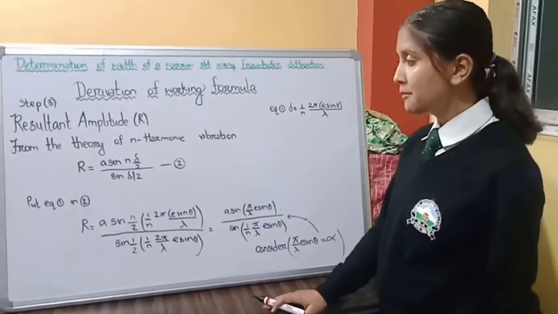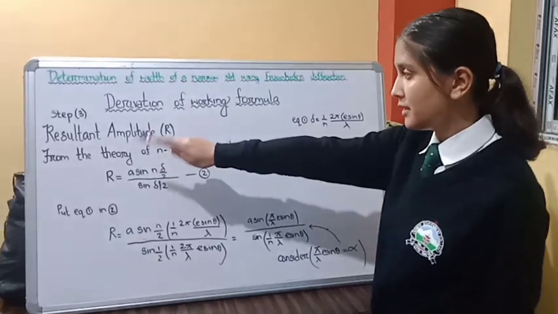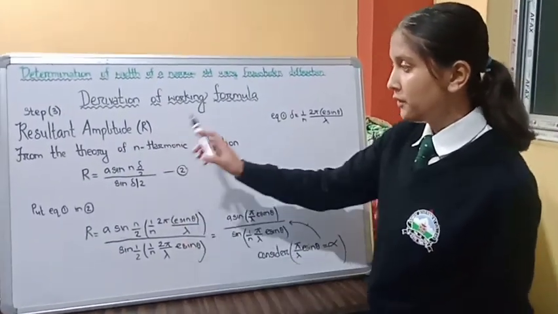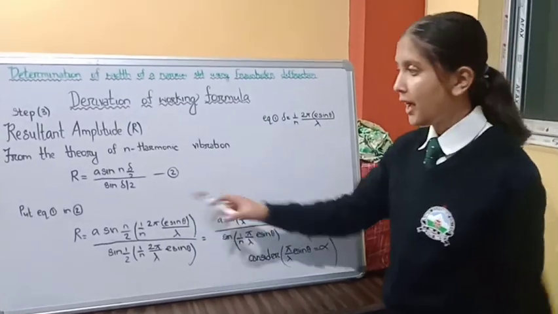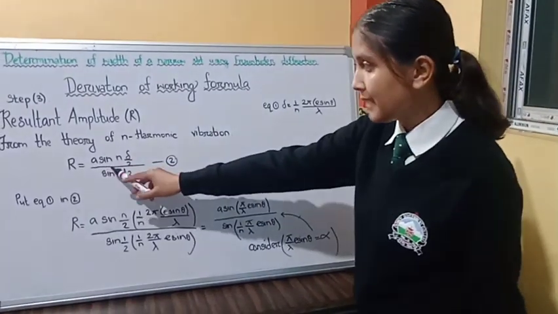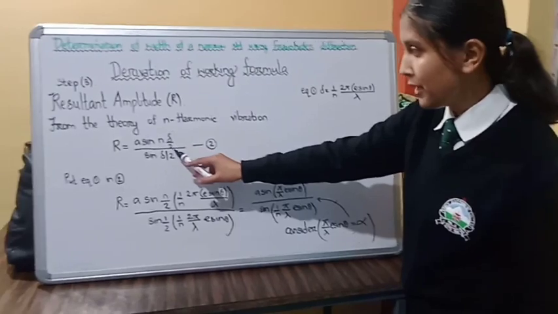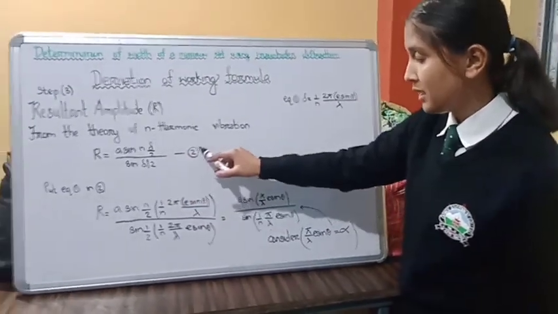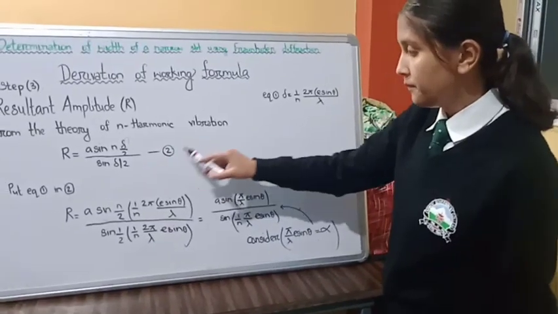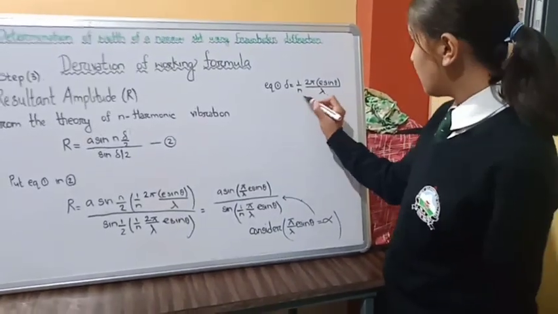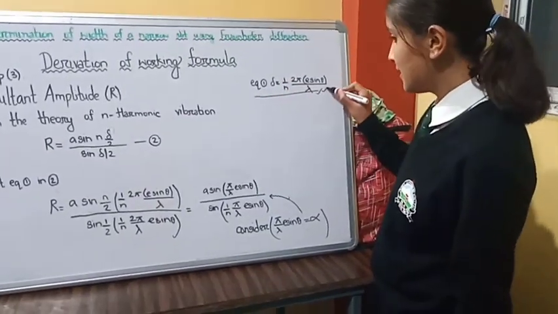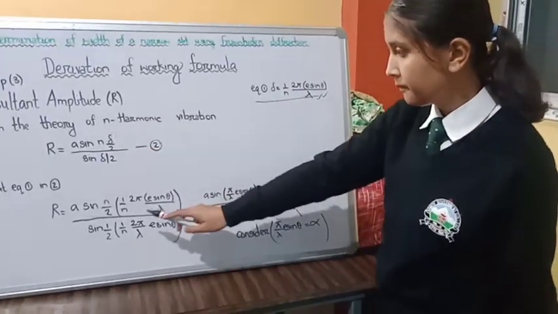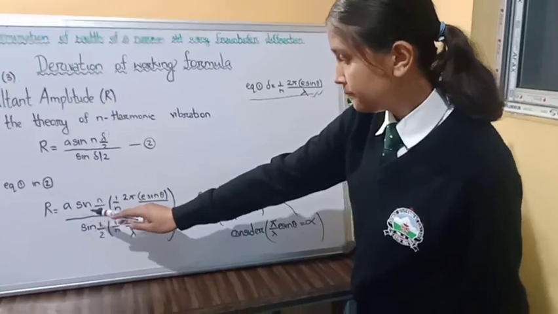The third step is to find the resultant amplitude, which is given by R. So from the theory of n harmonic vibration, R is given by A sin n delta by 2 by sin delta by 2. This I have named equation 2. So now put equation 1 from the previous step into equation 2. This will give us R is equal to this much.